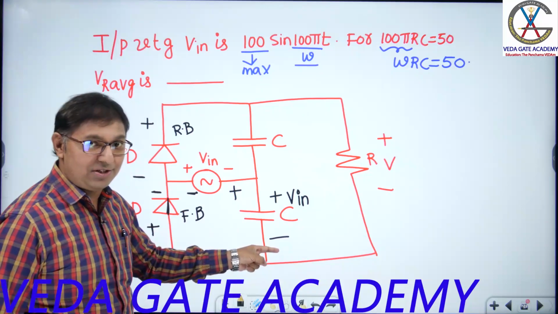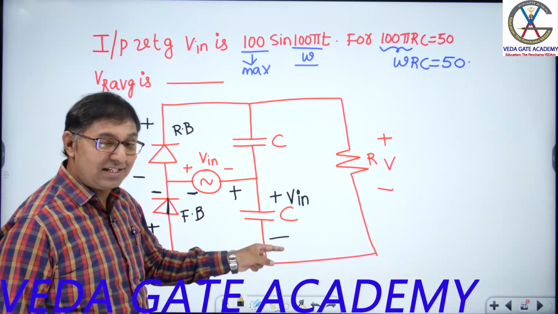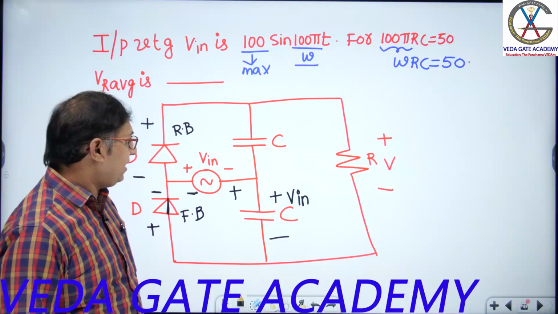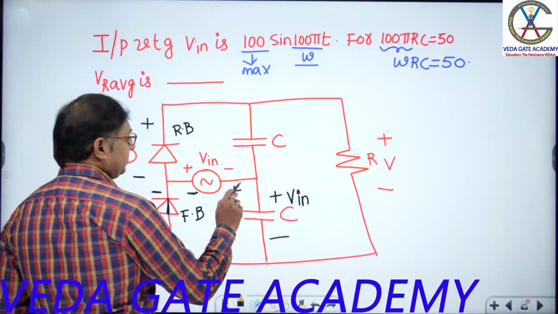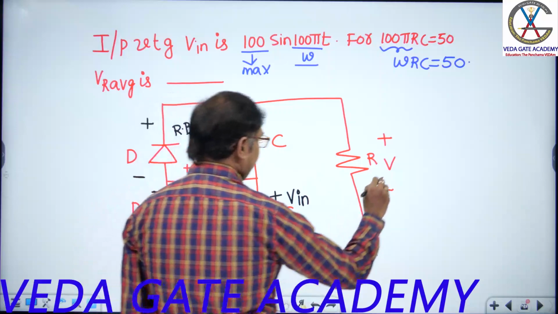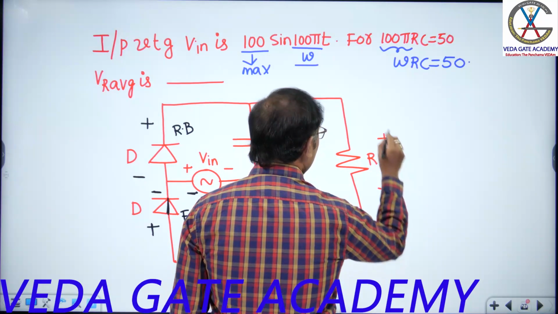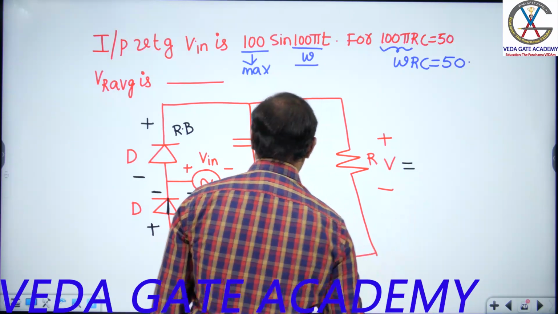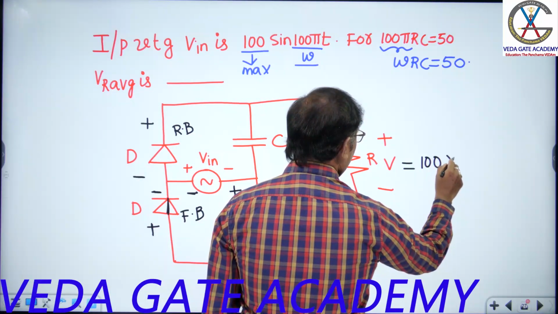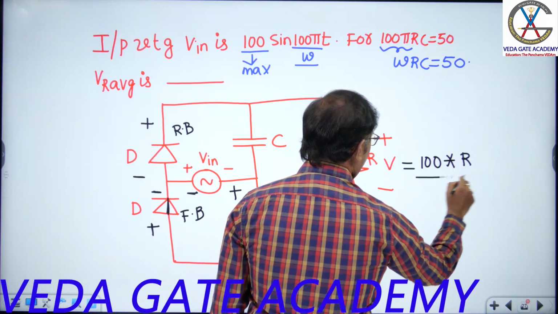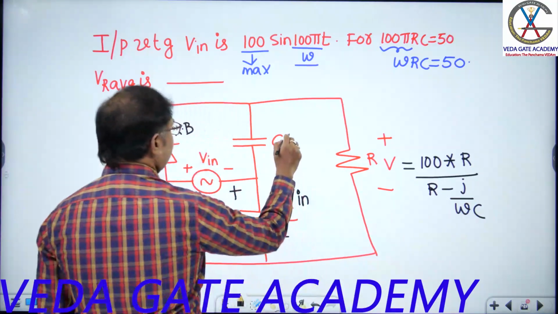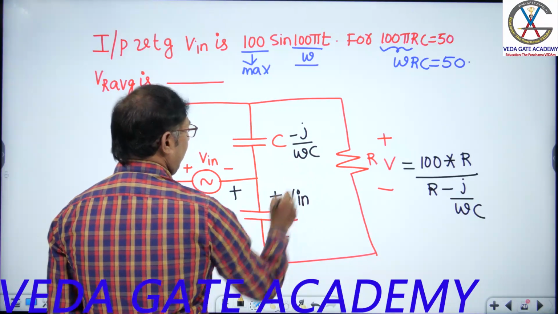Whatever voltage this capacitor has, this voltage will get divided between this capacitor and this resistor. Same two sources as earlier. First the capacitor, next the resistor. V0 I can write as R. For the negative half cycle, V I can write as the supply voltage, 100 at an angle 0, into 100 with respect to the resistance, R by the total, R minus j by omega C. Replace this capacitor with minus j by omega C.